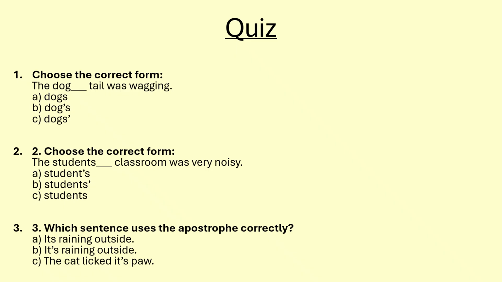Okay, so the first example, the dog's tail was wagging. We can assume that we've only got one dog here, so the answer is B. The dog's shows possession, the tail of the dog, so the tail belongs to the dog.